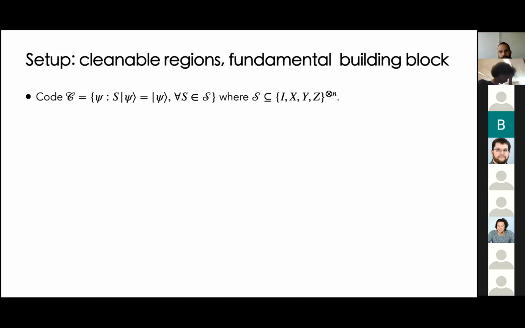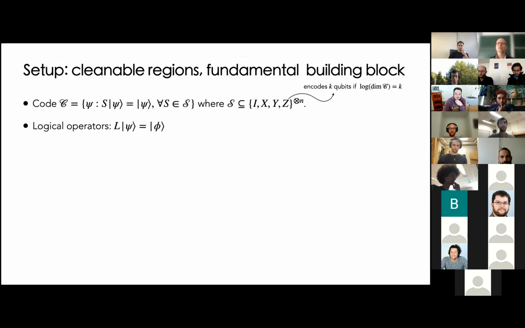As I'm sure most of you are aware, a quantum error correcting code is the joint +1 eigenspace of some set of commuting Pauli operators. This is set to encode k qubits if the log of the dimension of this code space is equal to k. The logical operators are those that help you map from one encoded state to another. And this distance parameter that we're after is the minimum weight of an operator such that you can map from one state to another.